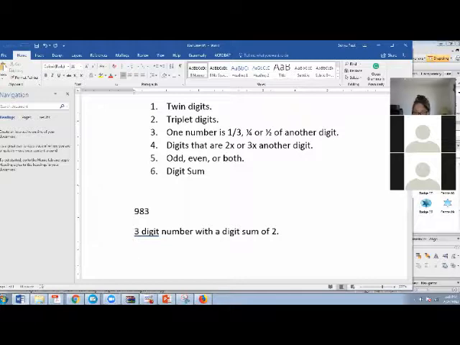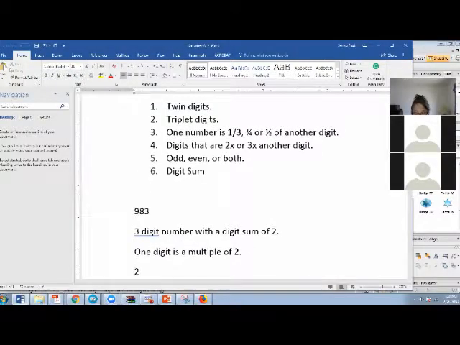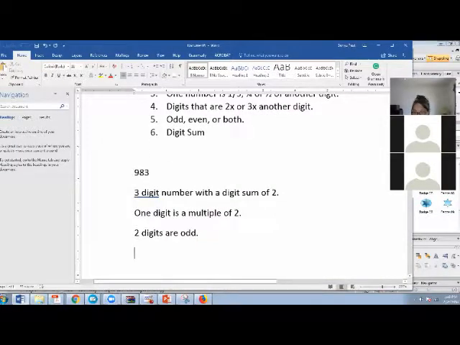It's a multiple of 2. I don't know. So you could do one digit is a multiple of 2. Okay, I like that. What else could we say about that? Instead of saying it's a multiple of 2, we could say one digit is even, right? Two digits are odd. So what else could we talk about?